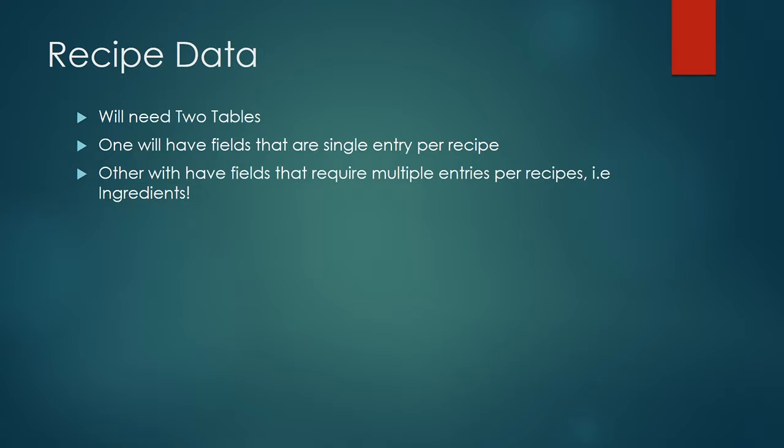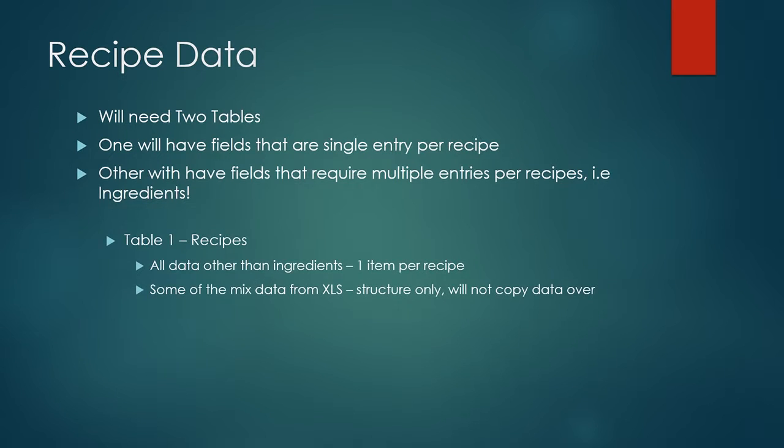One that describes the main points of that recipe that are what we will call a one-to-one relationship, one piece of data for one recipe, and a second table that's going to have more than one piece of data for one recipe. So the first table is going to include all of the data that's relevant to that recipe other than ingredients. And as I just said, that's one item per recipe.